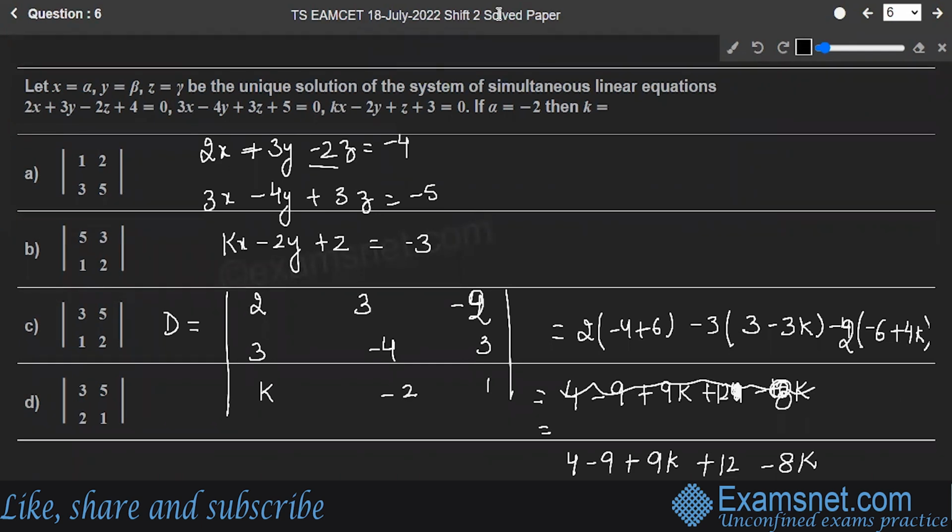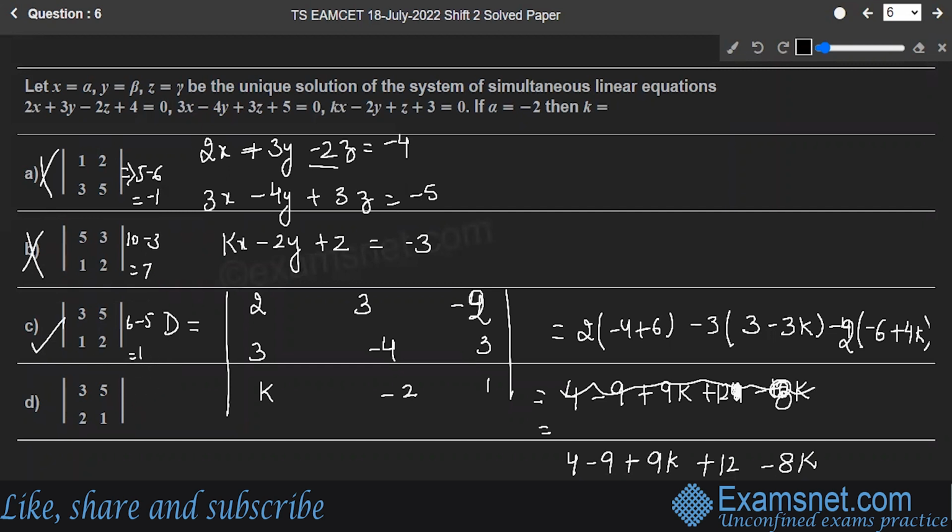Actually, we will have to check each and every option. For option 1, the determinant will be equal to 5 minus 6, which is minus 1. So this is the incorrect one. Next is 10 minus 3, which is 7. Wrong. Next is 6 minus 5, which is 1. That means this is the correct one.